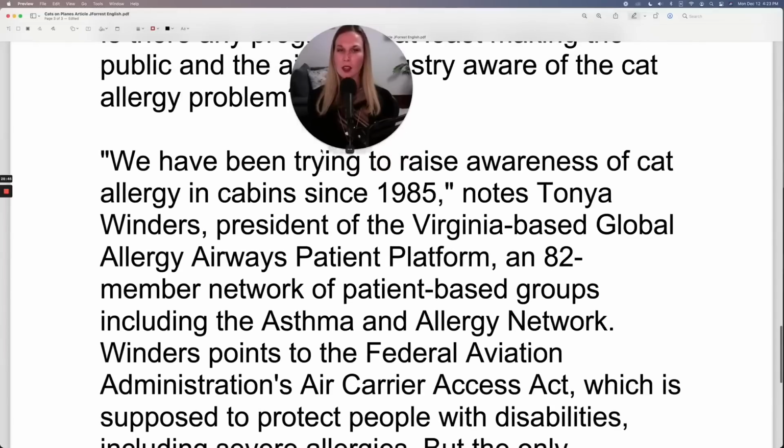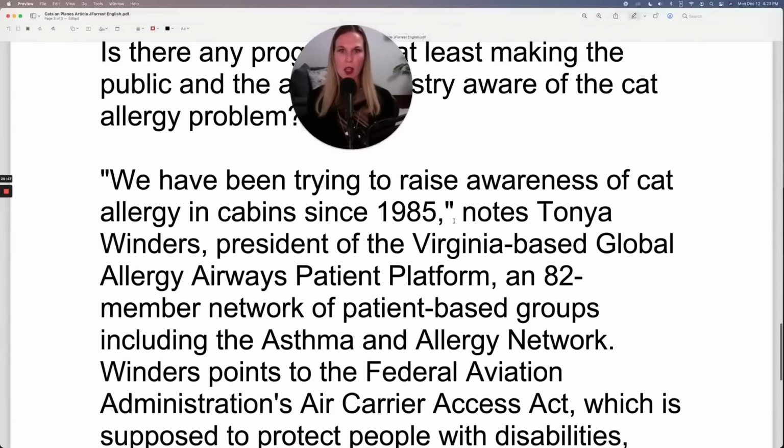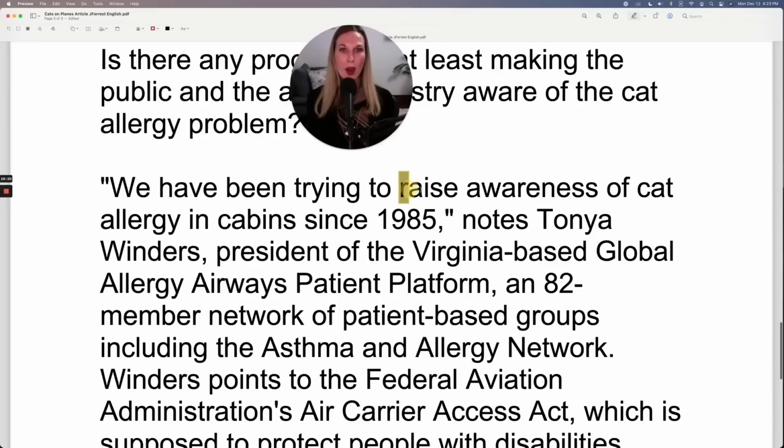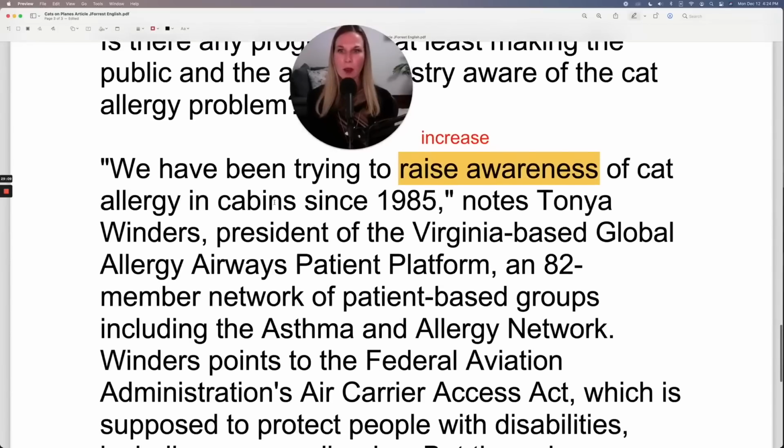What can I show you here? We have raise awareness. Raise is the verb you would use. You can also use increase awareness, but raise is a very common verb with the word awareness. So you can add that to your vocabulary.